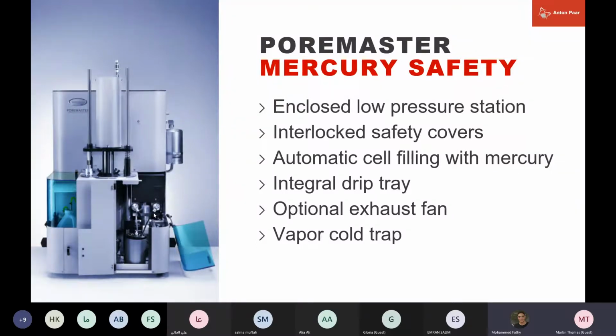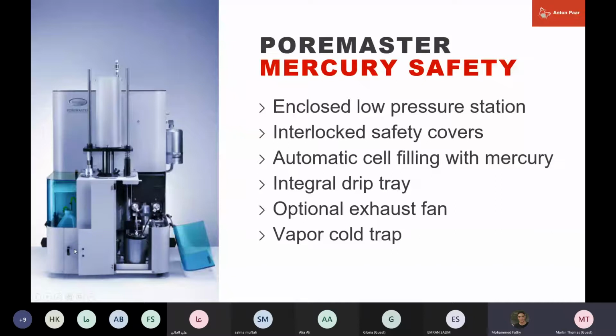And so we have an interlocked security system there that has to be engaged before the system will pressurize those sample cells. As I said before, the filling is done automatically. There's a large capacity, easily accessible mercury reservoir here that lives behind the doors. There's an internal drip tray.